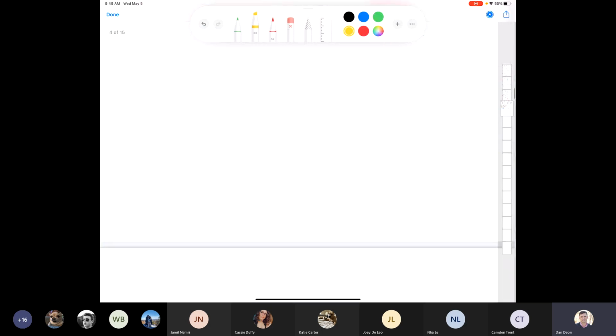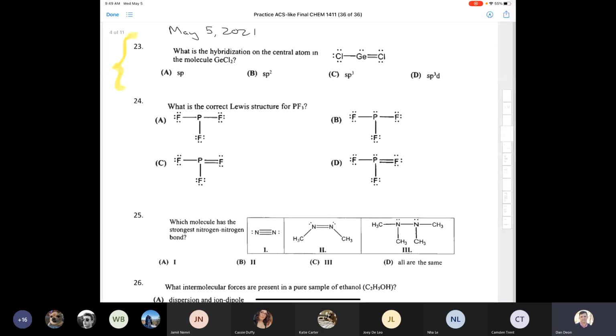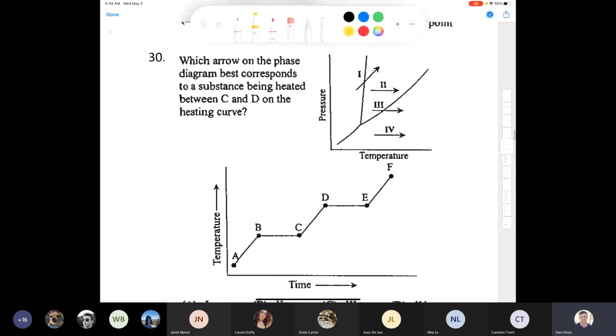All right, let's take a look at question number 30. It says, which arrow on the phase diagram best corresponds to a substance being heated? Let me go right back to the exam here, and we'll see. A picture's worth 1,000 words, isn't it? So where is it? It's right here, this question, number 30. Which arrow on the phase diagram best corresponds to a substance being heated between C and D on the heating curve?